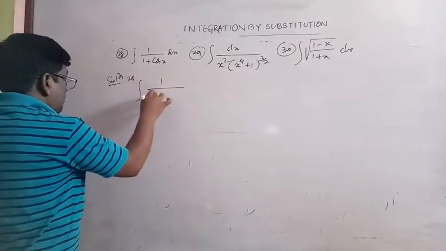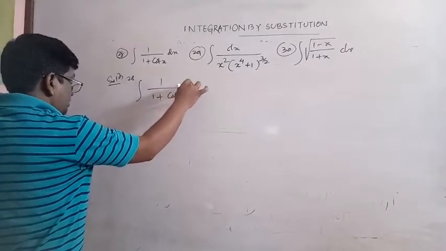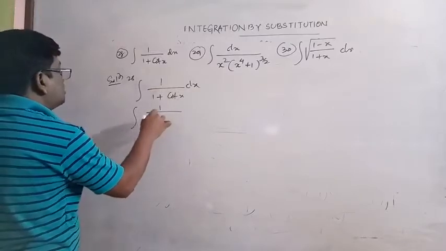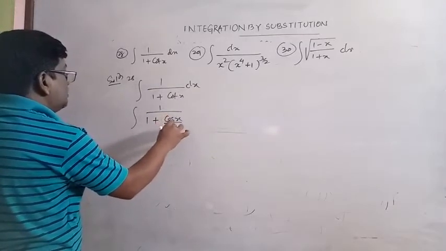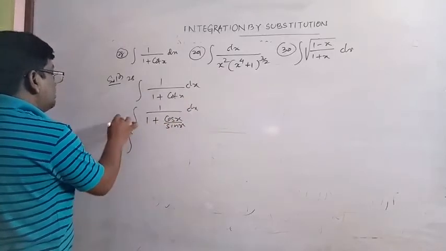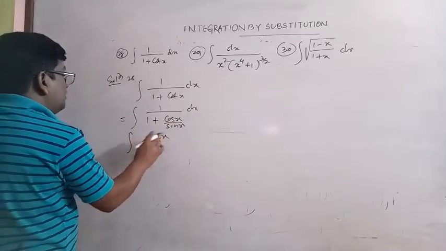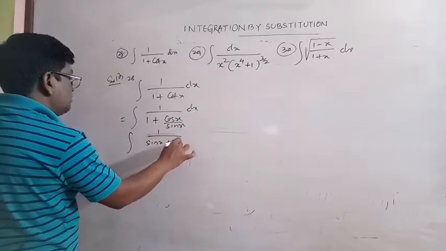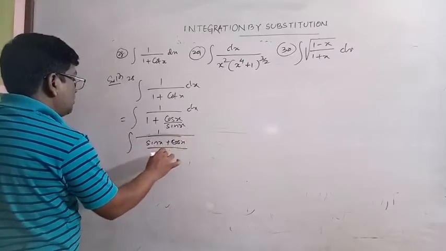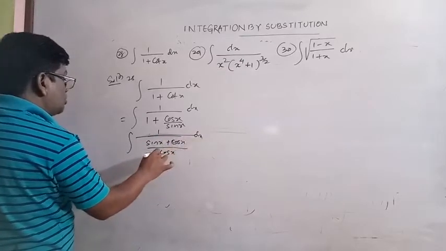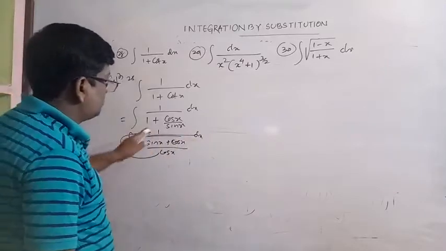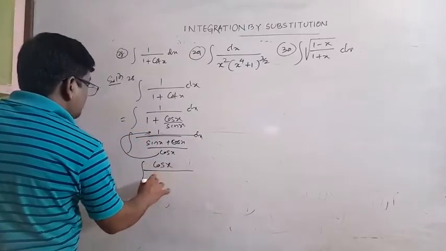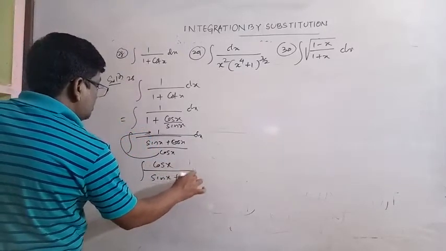Integral of 1 by 1 plus cot x dx. 1 plus cot x means 1 plus cos x by sin x. That is equal to 1 by (sin x plus cos x) divided by sin x, so sin x comes to this position. So this is equal to cos x divided by sin x plus cos x dx.